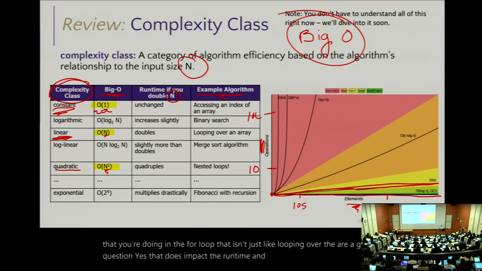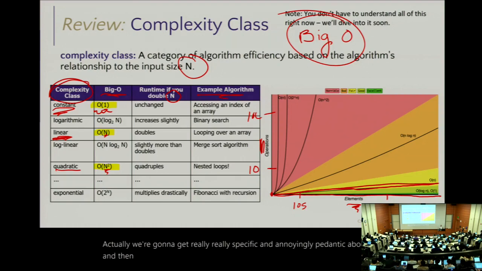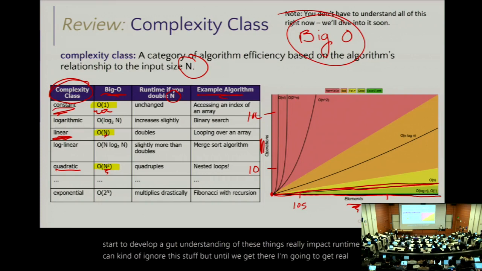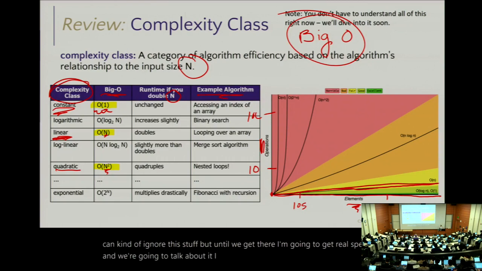And in fact, we're going to get so deep into this that we're going to talk about every single bit of every character in the code and how it will impact runtime. And you'll find that we're going to get really, really specific and annoyingly pedantic about it. And then you'll find that a lot of the stuff doesn't really impact it. It just becomes so negligible in comparison to the other pieces that slowly we'll start to develop a gut understanding of, oh, okay, these things really impact runtime and I can kind of ignore this stuff. But until we get there, I'm going to get real specific and we're going to talk about it, I think Monday or Wednesday next week. Great questions. Cool.